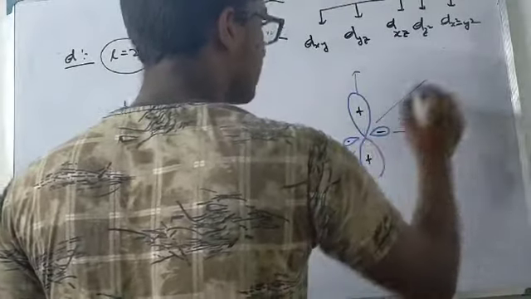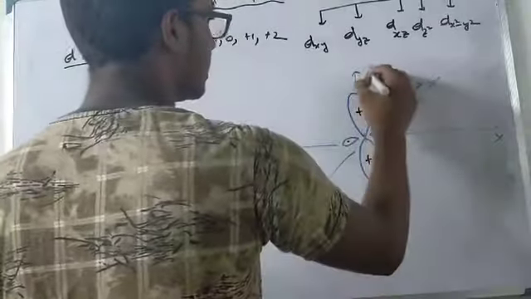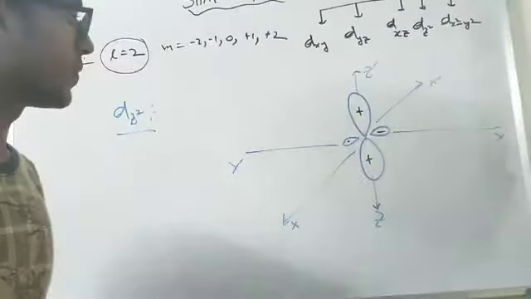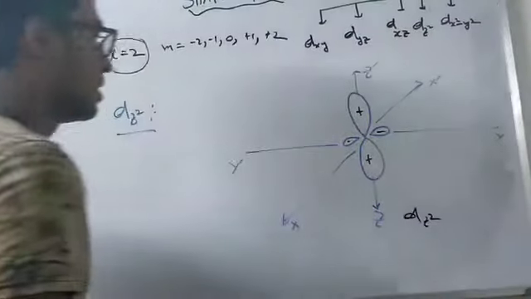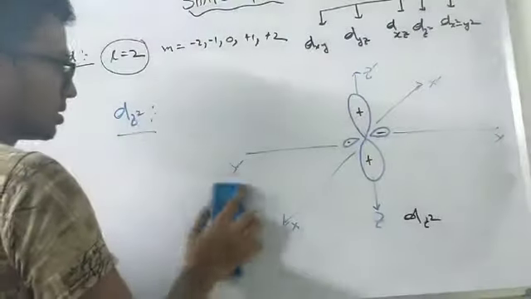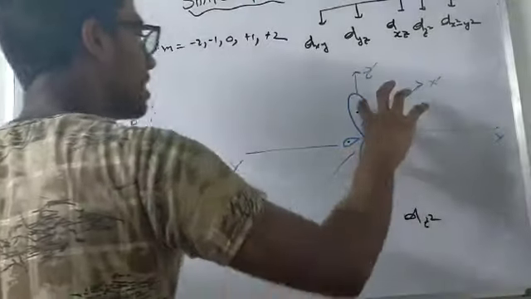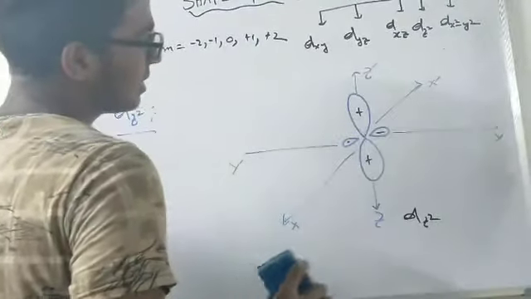So this is x dash, y dash, z dash. Now, this is the shape of dz square. Now I want to write another picture of dz square. In case of dz square, there are two little bit small lobes, and the other two lobes are very much big. And they are in the same phase.